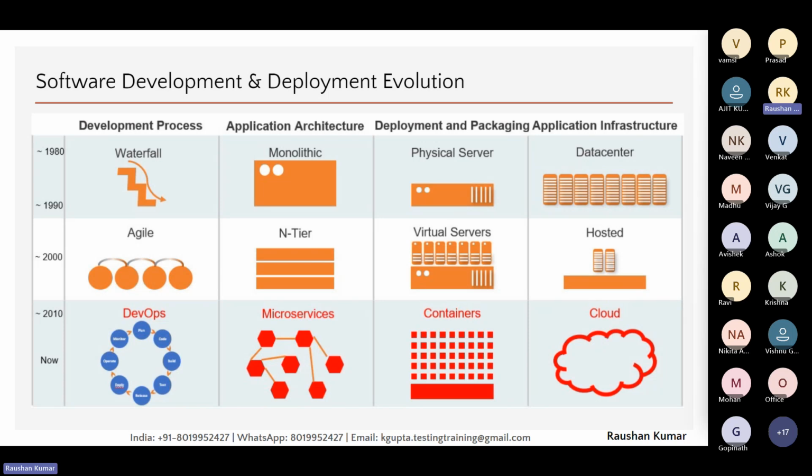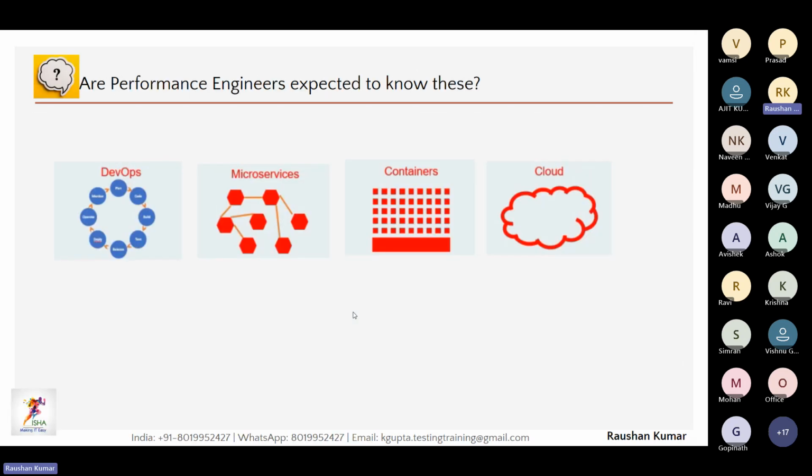I hope now everybody understands why these four, DevOps, microservices, containers, and cloud, are important nowadays in the current scenario, irrespective of the skill that you are working on. Why are these four important? Because that's the current scenario of IT, right? Does everybody understand this question now? Quick thumbs up, guys. Any questions?